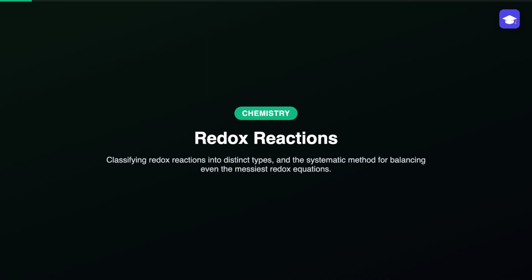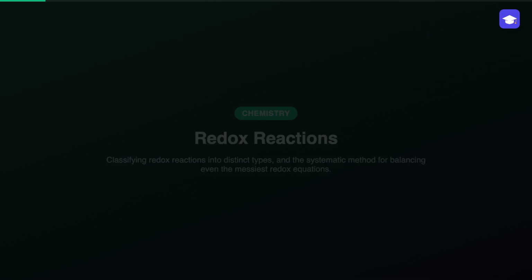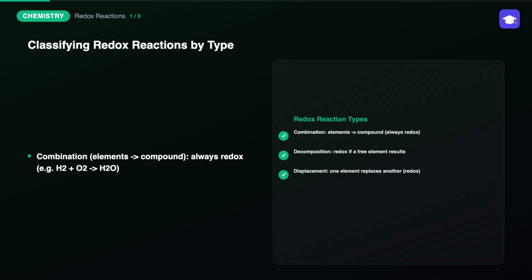Today's topic is classifying redox reaction types, and the systematic ion-electron method for balancing redox equations. Let's begin. Redox reactions genuinely fall into several distinct structural categories.